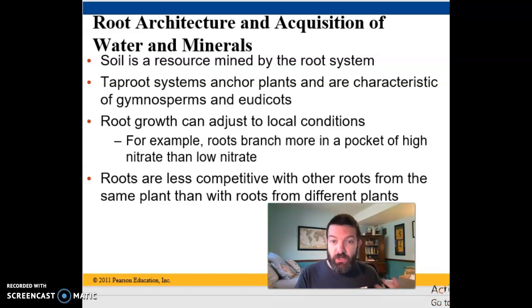And roots can adjust to local conditions. So if a root finds an area with a lot of a particular nutrient, like nitrate or water, it may do more branching, so it can absorb more of that there. And roots compete with other roots, but they're more likely to compete with roots from different plants than they are with their own roots. Presumably, that means that they can tell which roots are theirs and which roots are somebody else's.